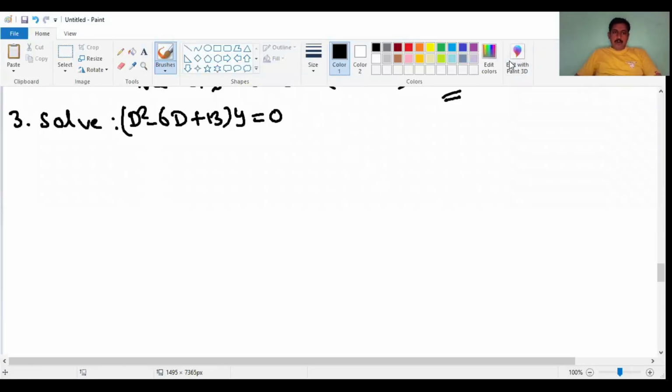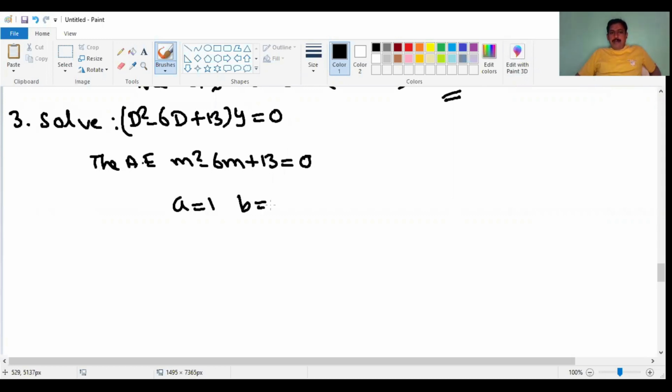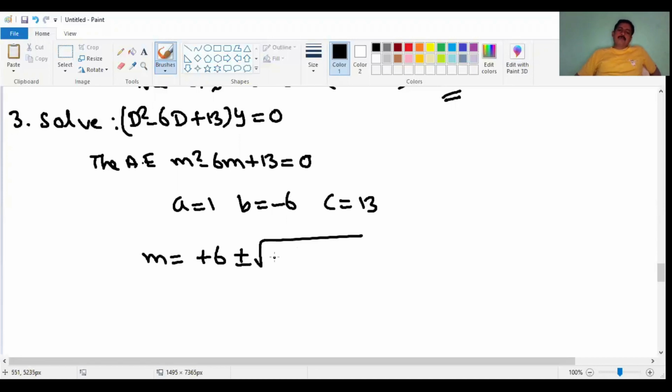The next problem is: solve (D² − 6D + 13) y = 0. The auxiliary equation is m² − 6m + 13 = 0. Put D equal to m and put your right hand side as 0 to write your auxiliary equation. Here your a value is 1, b value is −6, c value is 13. Applying the formula, m equals minus of minus 6, that is plus 6, plus or minus square root of (−6)², which is 36, minus 4ac, divided by 2a.